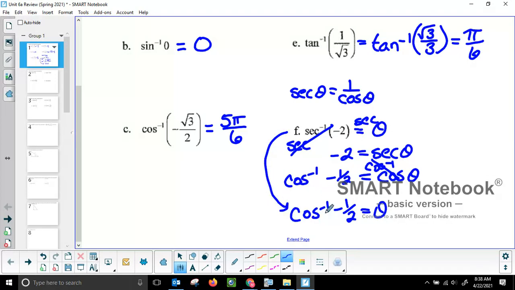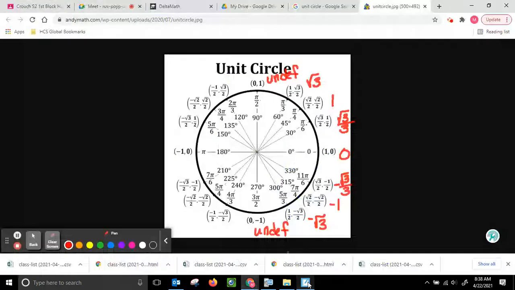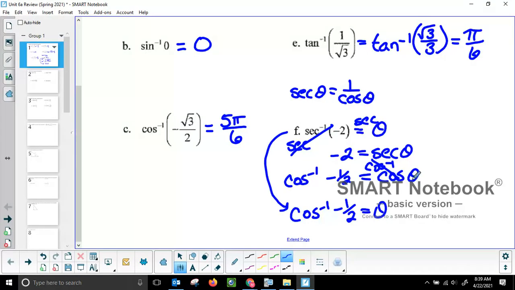So what we're really looking for here is the inverse cosine of negative 1/2. Inverse cosine, again, is the top half of the unit circle. So we look at the top half of the unit circle and say, where is my x coordinate negative 1/2? It occurs right here at 2 pi over 3. So this is simply equal to 2 pi over 3.